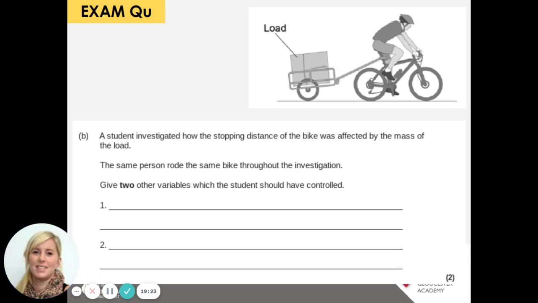Here's another question. A student investigated how the stopping distance of the bike was affected by the mass of the load. So imagine you're cycling along with your load, and we want to see if you put the brakes on the bike, in what distance will you stop? And we'll come on to this concept of stopping distance in tomorrow's lesson. The same person rode the same bike throughout the investigation. Give 2 other variables which the student should have controlled. So what other things should have been kept the same? Pause the video, give yourself about 2 minutes or less, and then come back and check your answers.